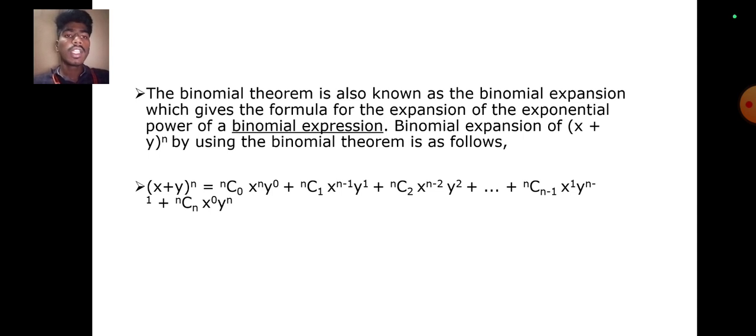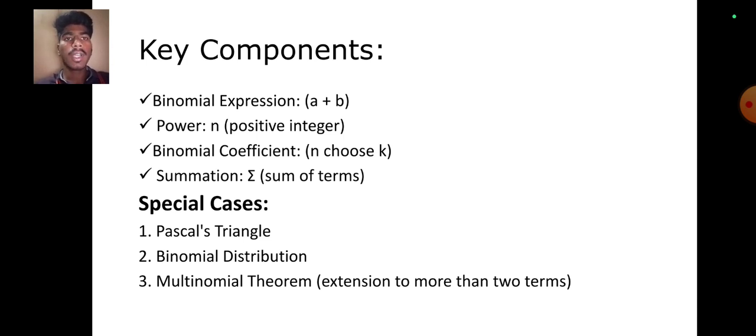Here we can observe in the initial term nC0, the power of x is n, and going to the right-hand side the power of x decreases like n minus 1, n minus 2 and so on, until n minus n, that is equal to 0. The y term power is increasing from left to right. Initially nC0 x^n y^0, and while moving to the right side the power of y is increased by 1.